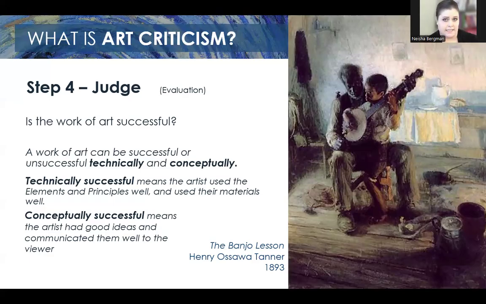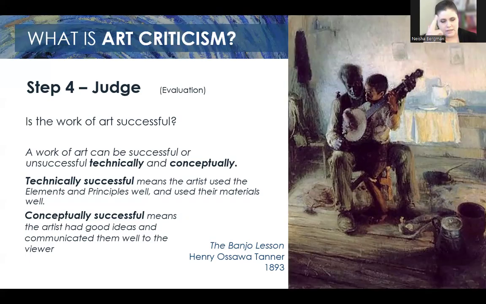It can be technically successful and or conceptually successful. So technically successful means that the artist used the elements and the principles really, really well. They used their materials and media well. It was put together skillfully. Conceptually successful means that it is clearly communicating whatever it is that it's attempting to communicate. All right. So it can be both. It can focus on one or the other.